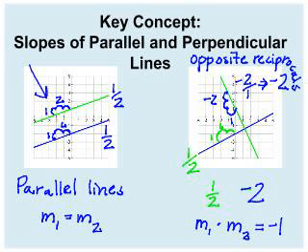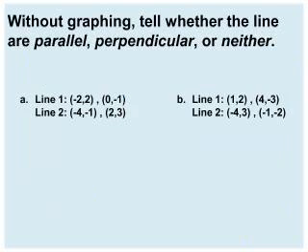Okay, parallel lines, slopes are equal. Perpendicular lines, their slopes are opposite reciprocals. It's very important that you remember that, so let's try some examples. Okay, so I have two different sets of points here in example A. I want to tell whether they are parallel, perpendicular, or neither. So we're simply going to use our formula, and we're going to find the slope of line 1 and then the slope of line 2.